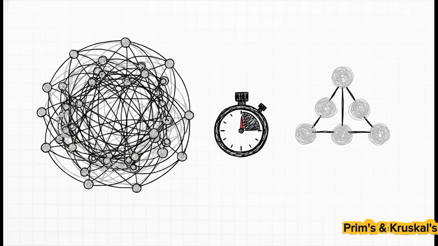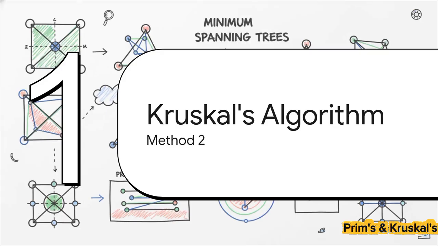That's where Prim's really shines. All right, so that's Prim's. Now let's switch gears and look at our second method, Kruskal's algorithm. If Prim's was our greedy grower, you can think of Kruskal's as the global bargain hunter. It approaches the problem in a totally different way.